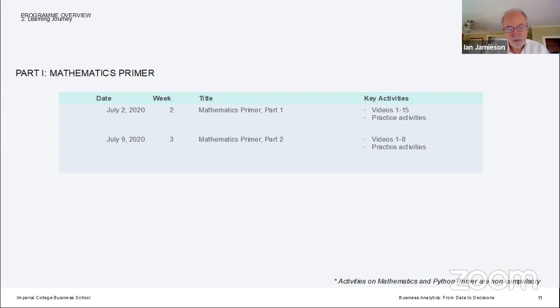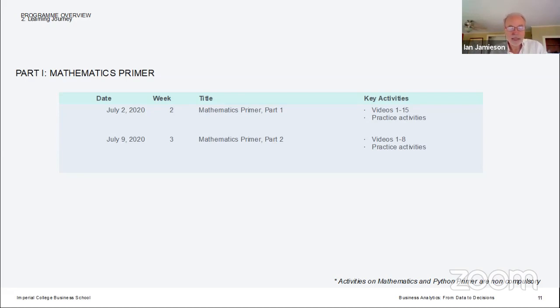So for the first 5 weeks, it's going to be a lot of basic introductions to statistics, probability, and Python programming. So in week 2 we're going to do a mathematics primer. I say primer, some people say primer. So it's going to be statistics and probability, maximum likelihood, composite events, and Bayes' rule. Bayes' rule is one of the most important theorems in statistics, and we'll be covering that in some detail early on.